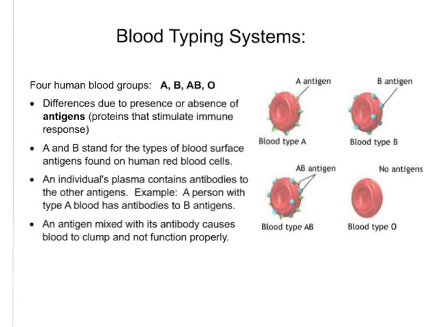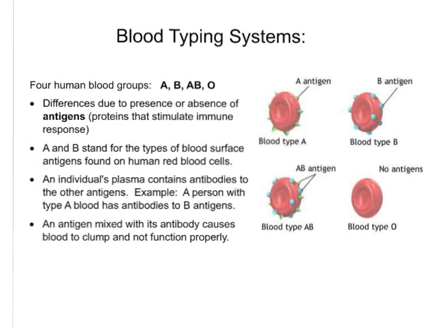Let's look now at the blood typing systems by which we classify different people's bloods. There are 4 human blood groups. We term them A, B, AB, and O. The differences are due to the presence or absence of what we call antigens. Antigens are proteins that stimulate immune response. A and B stand for the type of antigen found on the surface of the human red blood cells.